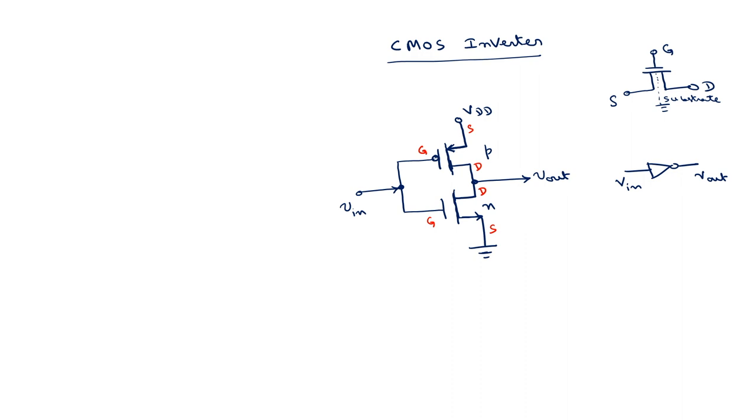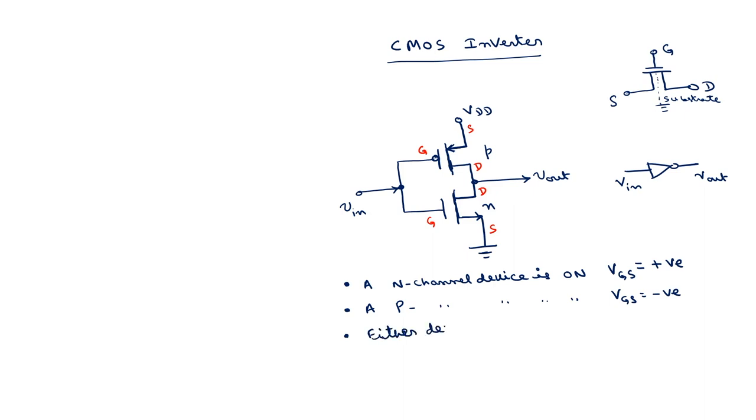In order to understand the operation of any of the CMOS circuits, you have to remember 3 points. One, an N channel MOSFET or N channel device is on if VGS is positive. A P channel device is on if VGS is negative. Either device, meaning either N channel or P channel, is off if VGS is equal to 0. So initially I am assuming this P channel and N channel are ideal.